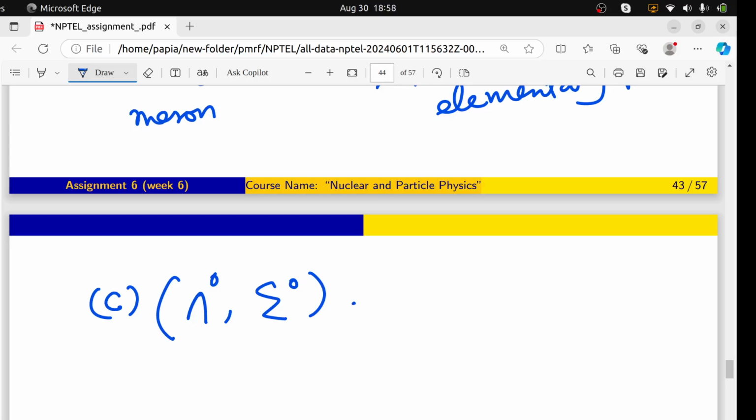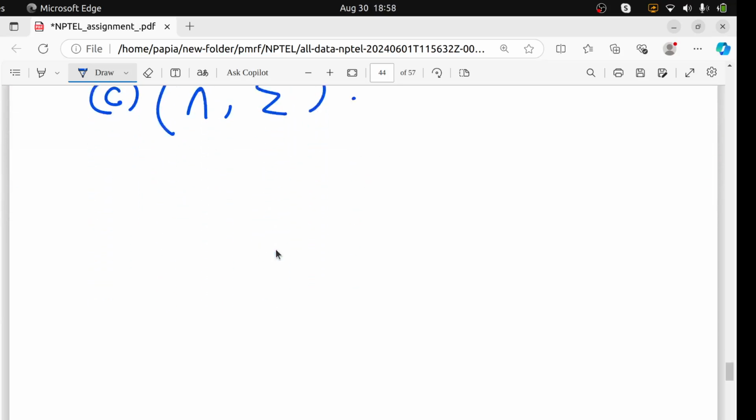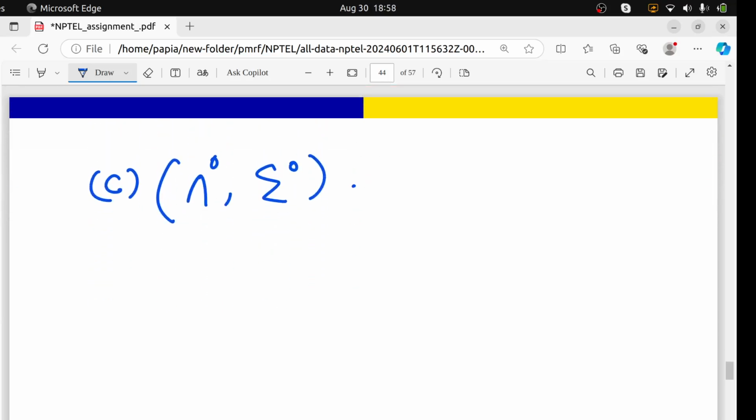Obviously lambda as well as sigma both are baryon. So there may be a chance that these two have the same quark content. From the outgoing thing we can see that lambda 0 and sigma 0 both are electrically chargeless. That means whatever the quark content is, there will be no net charge on this particle. So maybe these two have the same quark content.